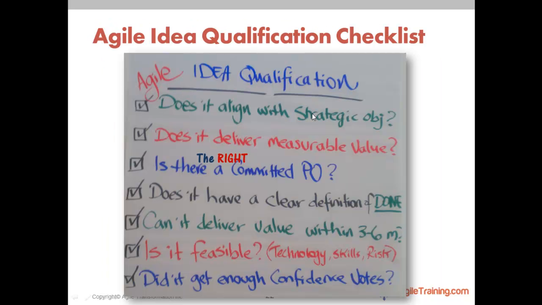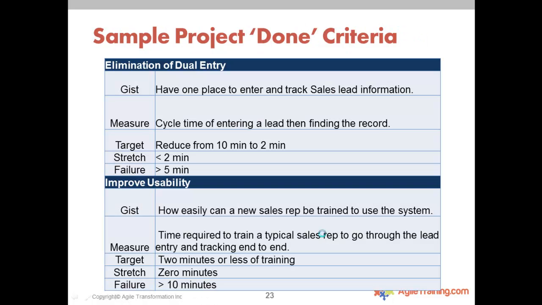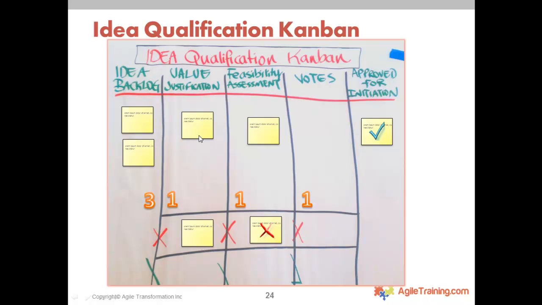Does it align with strategic objectives? Does it deliver measurable value? Does it have a clear definition of done? Can it deliver value within 3 to 6 months, right? So you could say those are the 4 questions we want you to answer. That's my definition of done for this column. And we either kill you or we approve you for the next step, okay? This one over here, initiative, got killed, and so one of them actually made it to the feasibility assessment.